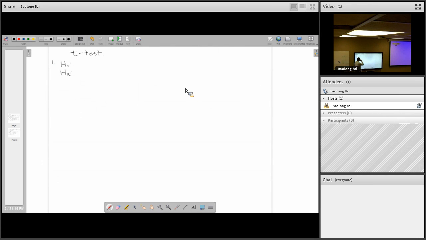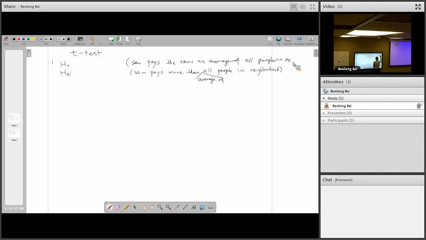Okay. So the alternative hypothesis will be Sam pays more than all people in the neighborhood. And basically this is an average of all people in the neighborhood, right? And then the null hypothesis will be Sam pays the same as the average of all people in the neighborhood.